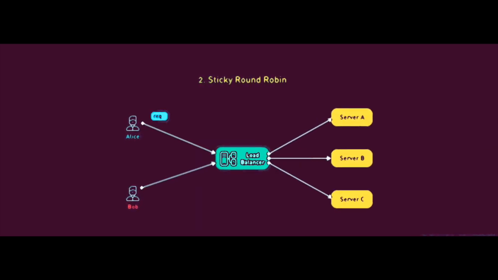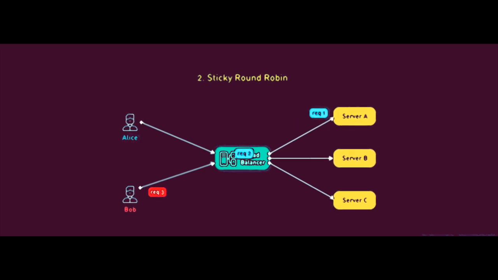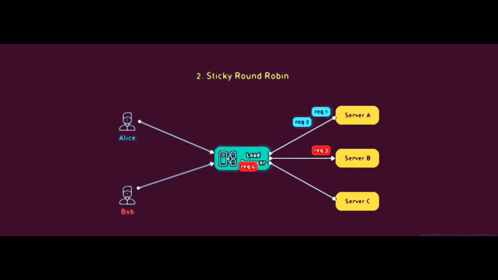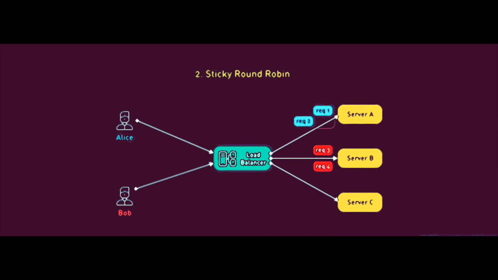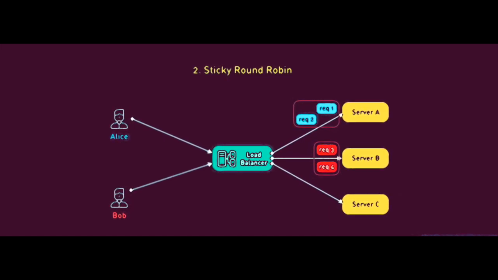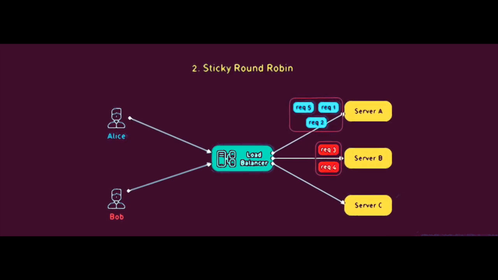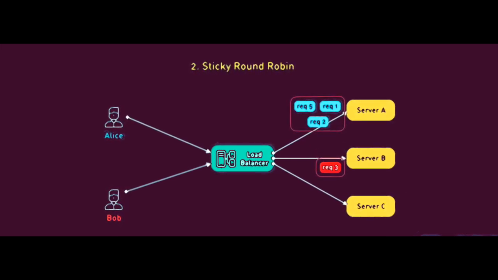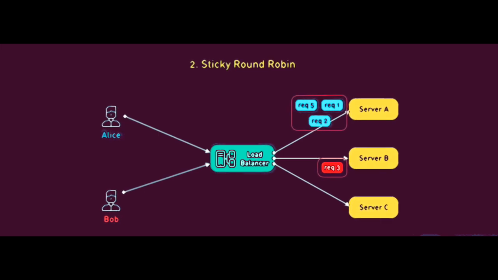Sticky round robin algorithm. Here, subsequent requests from the same user are mapped to the same server. The goal is to send related data to the same server. New users are assigned randomly, leading to uneven loads.